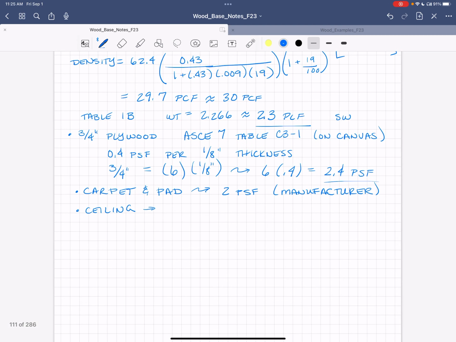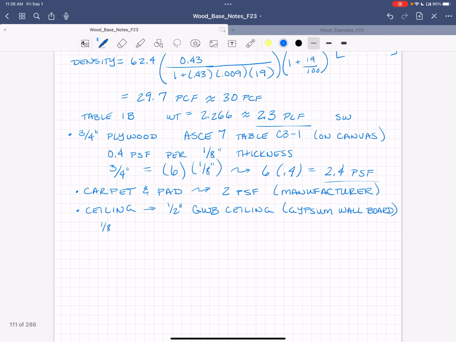Ceiling. If we have 1/2 inch GWB, which is gypsum wallboard, by the way. Look it up on Google and you'll recognize it when you see it. That is 1/8 of an inch. For every 1/8 inch, you get 0.55 pounds per square foot. And our ceiling is 1/2 inch, so 4 times 0.55 equals 2.2 pounds per square foot.